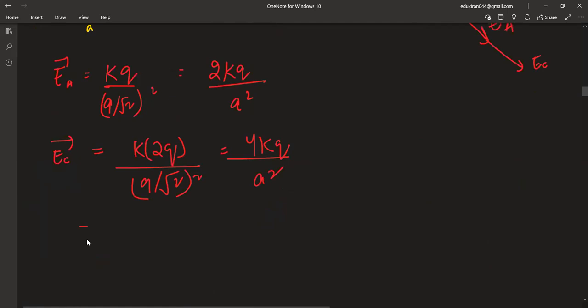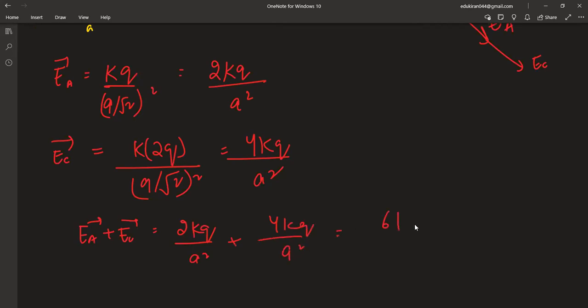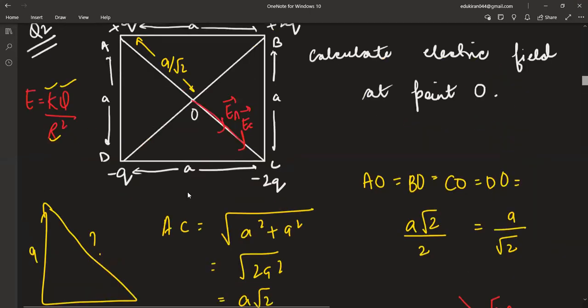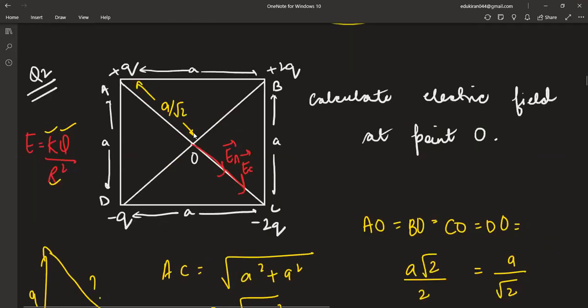So what will be EA plus EC? Because they are in the same direction, you can add them directly. So this becomes 2kq by a square plus 4kq by a square, which becomes 6kq by a square. So finally, this branch, EA plus EC, let me call this E1, whose value is 6kq by a square. So this is solved, which I am calling E1 right now, pointing towards C.